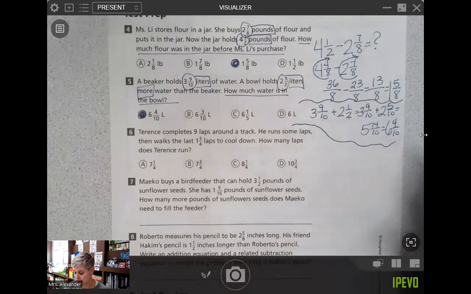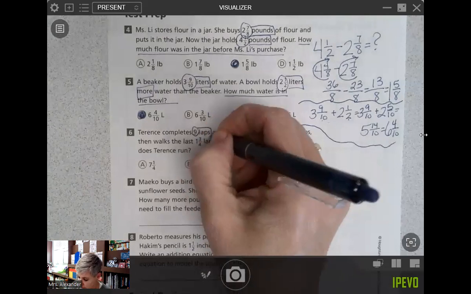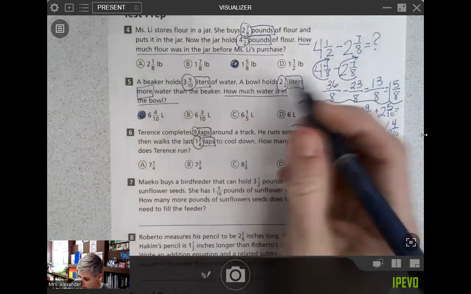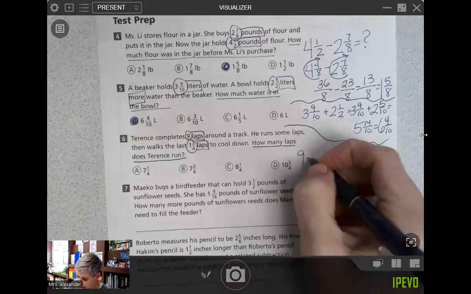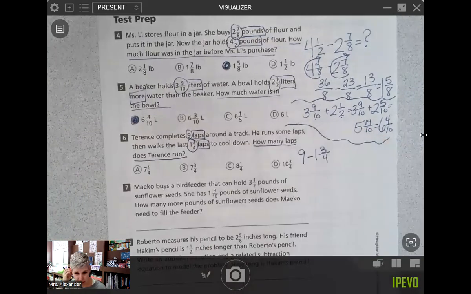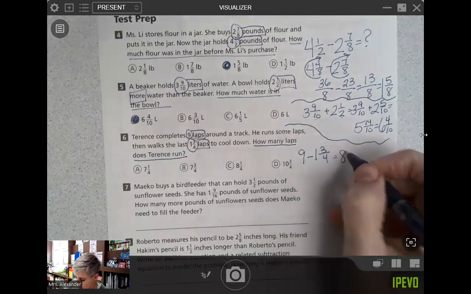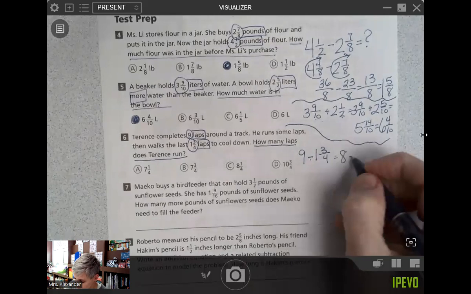How many laps did he run? A total of 9 all around. 1 3/4 of those was walking. Whatever's left was running. So we have 9 minus 1 3/4. I'm going to do this the way some of you like to do it. 9 minus 1 equals 8. I don't have any fraction part here, so I have minus 3/4.